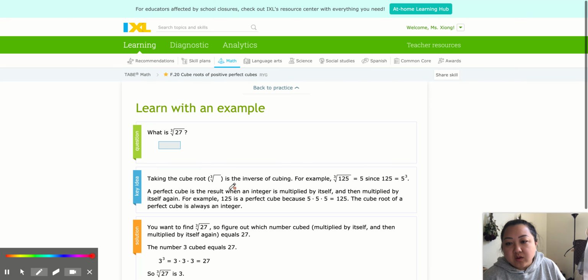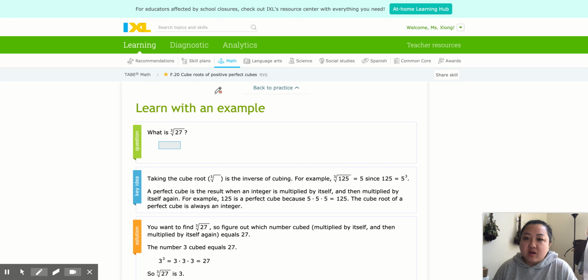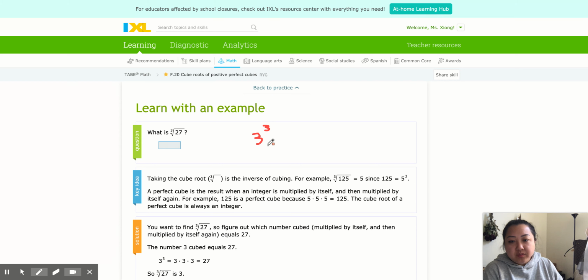All right, so today we're going to focus on cube roots of positive perfect cubes. Basically, when you cube a number, so let's say we have 3 cubed, that equals 3 times 3 times 3, and we get the answer 27, because 3 times 3 is 9, 9 times 3 is 27.